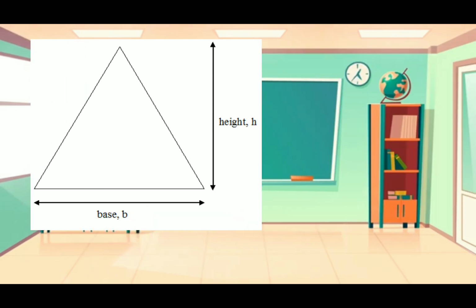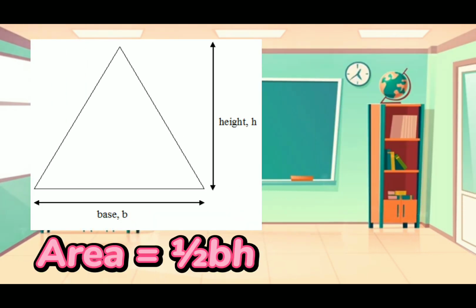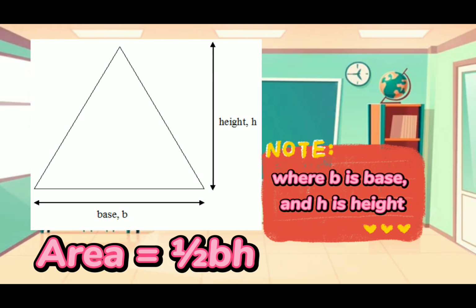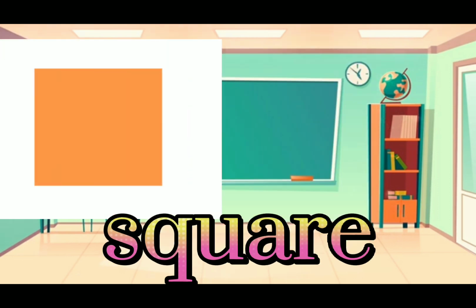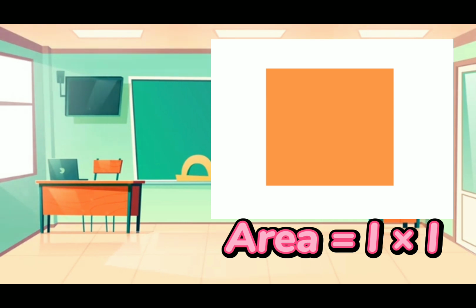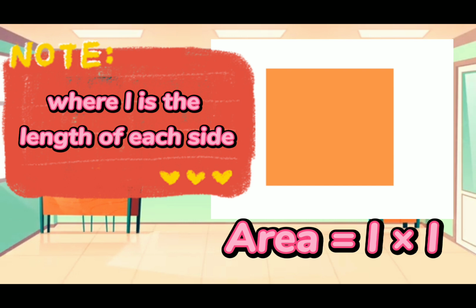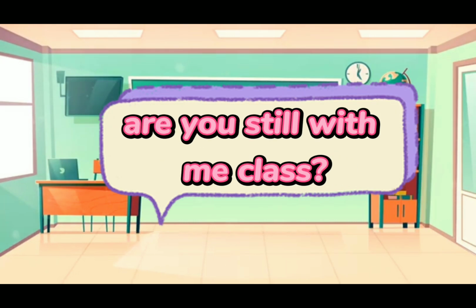The second picture is triangle. The formula in finding the area of a triangle is area is equal to 1/2 times b times h, where b is base and h is height. The next picture is square. The formula in finding the total area of square is area is equal to L times L, where L is the length of each side.